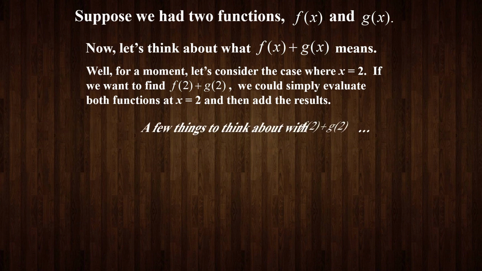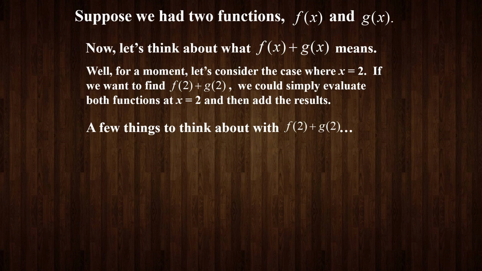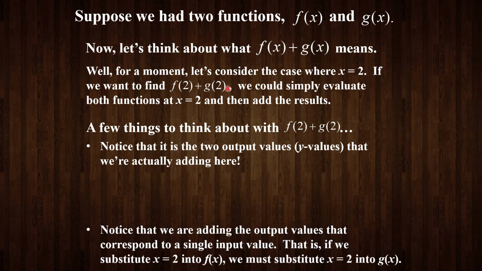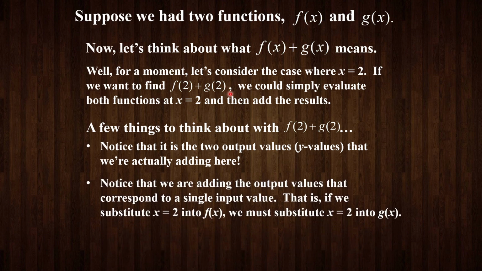That's g at 2. We could just add those two output values together to get f at 2 plus g at 2. Now, a few things to think about with f at 2 plus g at 2. First of all, notice it's only the two output values that we're actually adding here. So when we do f at 2 and g at 2, what we get there are output values. We get an output value for f at 2, we get an output value for g at 2, and we add those two values. Furthermore, notice that we are adding the output values that correspond to a single input value. So if we substitute x with 2, for example, in f at x here, automatically this x becomes a 2 as well for g, because x and x here are the same variable. So when we change one of them, the other one changes too.